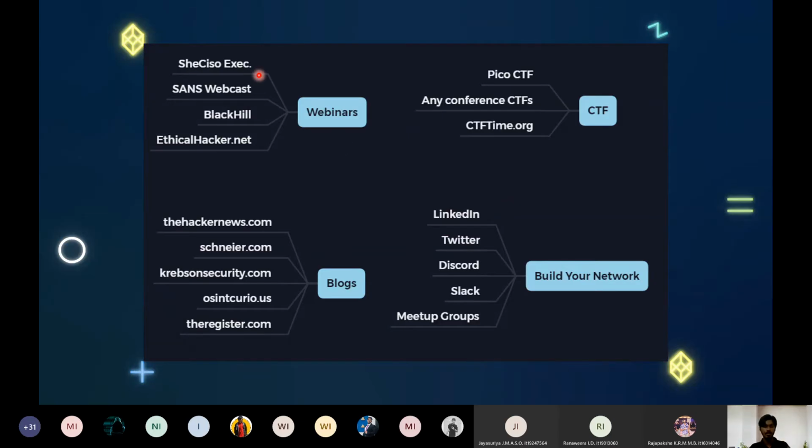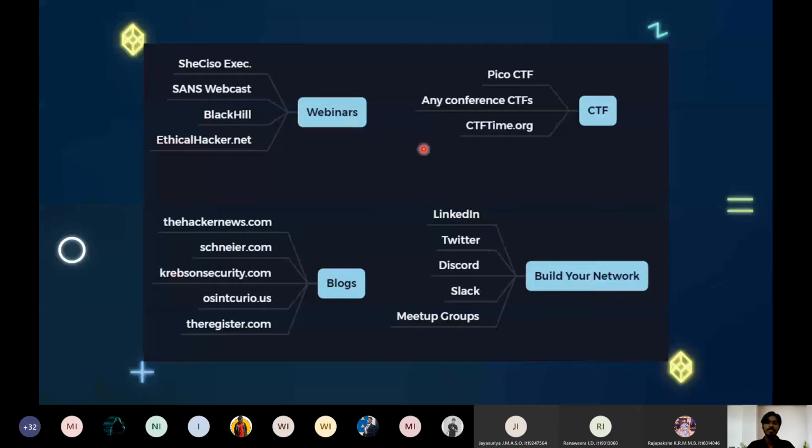For example, I'm part of the Sri CISO executive, and we do monthly calls with professionals from all over the world, and we select two of them, and they share their experiences. And then you have the SANS webcast. You can just Google this, but I'll try to show you at the end of the presentation. And there's Black Hills and ethicalhacker.net. They do monthly calls on certain topics, which I have attended. Highly recommended. I'll share the slides later, so you can still look at this after the presentation is over.